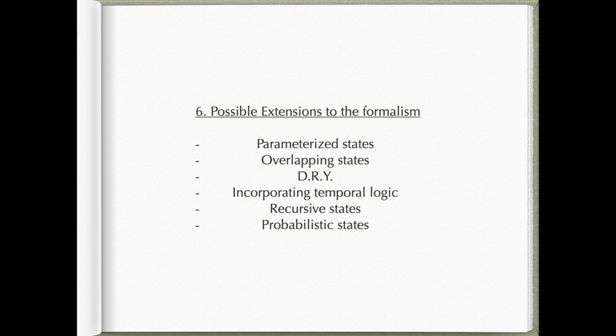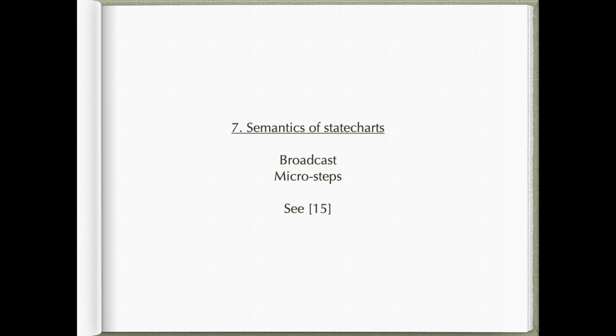He talks about parameterized states, overlapping states, don't repeat yourself, called DRY, incorporating temporal logic, recursive states, probabilistic states, etc. Next page, semantics, is page 26, section 7. He wrote another paper and references it as number 15 in his references to this paper, where he takes apart the semantics of state charts. He uses something called microsteps.